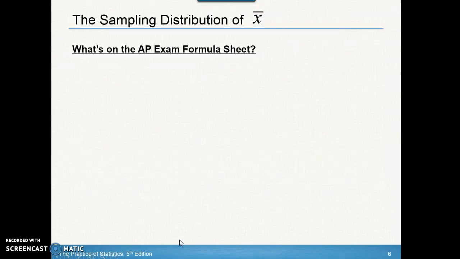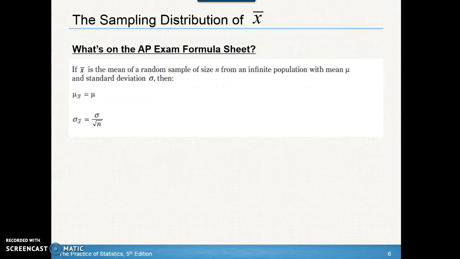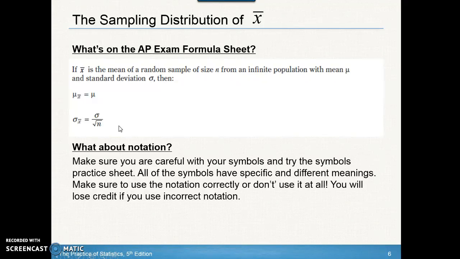All right, so what's going to be on the AP exam formula sheet? Number one, you're given this information. You're given the mean of the sampling distribution of x bar and the standard deviation of the sampling distribution of x bar. So just make sure that you know what those mean when you see those on the AP exam formula sheet. Also, just make sure that you're really careful with your symbols. Get used to writing mean of x bar, standard deviation of x bar. All of the symbols are going to have specific and different meanings.